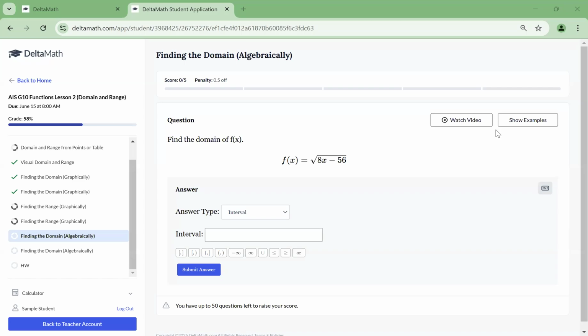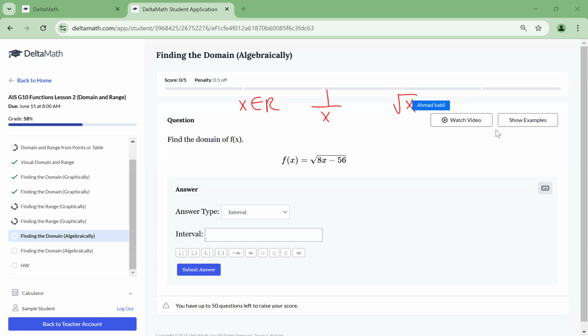Hello and welcome to this video in which we shall discuss how to find the domain algebraically. So the domain normally is all real numbers, and we have two exceptions. We have x in the denominator, or if we have x under the root.